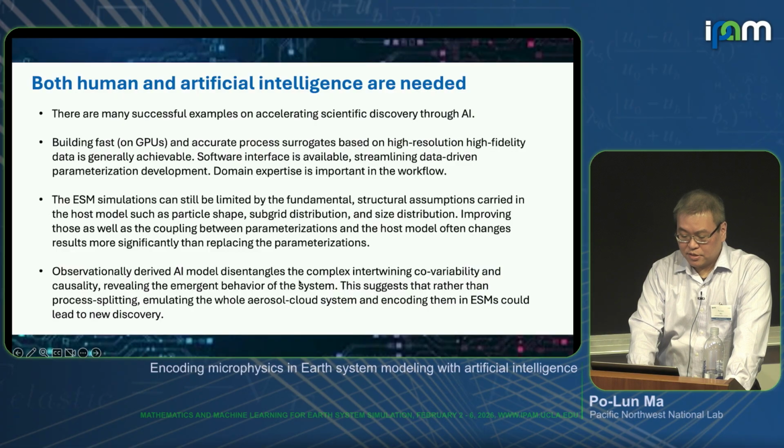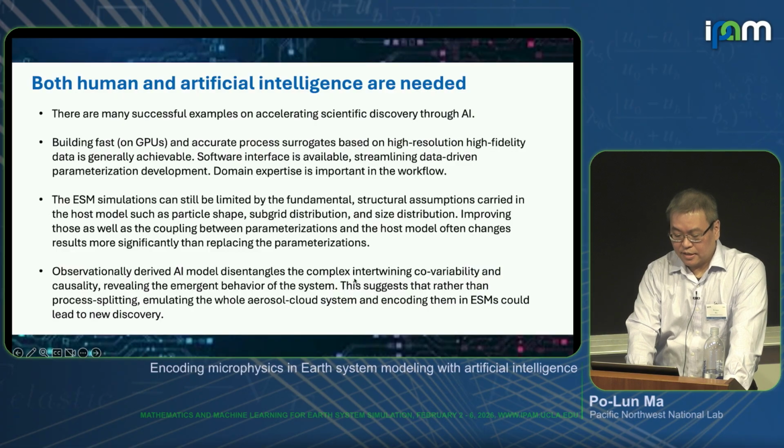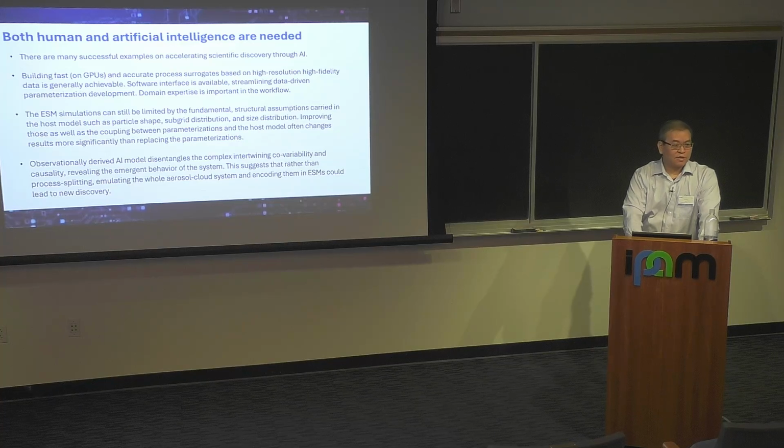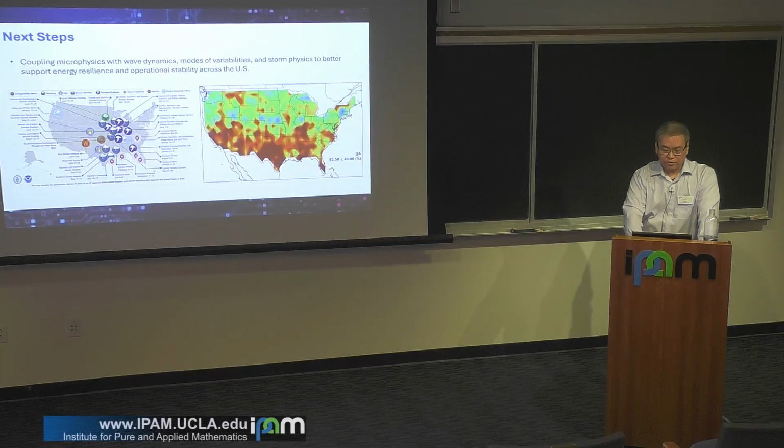Observationally derived AI models disentangle the complex intertwining of co-variability and causality. I think this is a really exciting area where we can really learn from the AI model to identify new physics that we didn't know before.